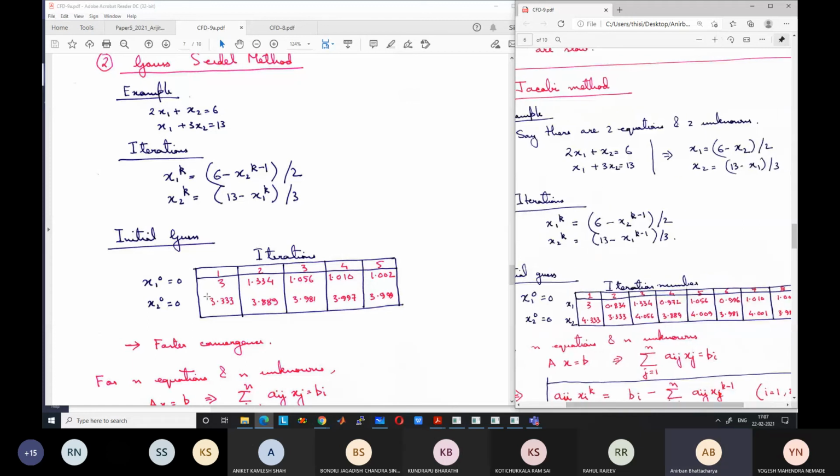Now, once we know 3.333, we will use it here. Okay, (6 minus 3.333) divided by 2. So it gives us 1.334. And because this is the latest value, we will use (13 minus 1.334) divided by 3. This gives us 3.889. You can see that convergence is moving faster. It is moving in this pattern compared to this. 1.334 and 3.889. In the next iteration, we will get 1.056, 3.981, 1.010, 3.997.